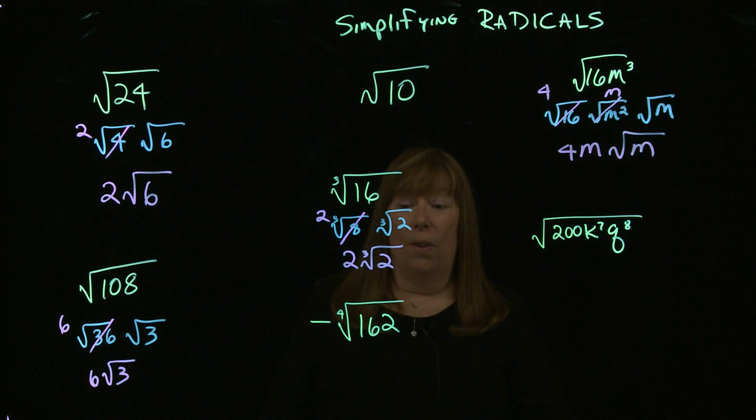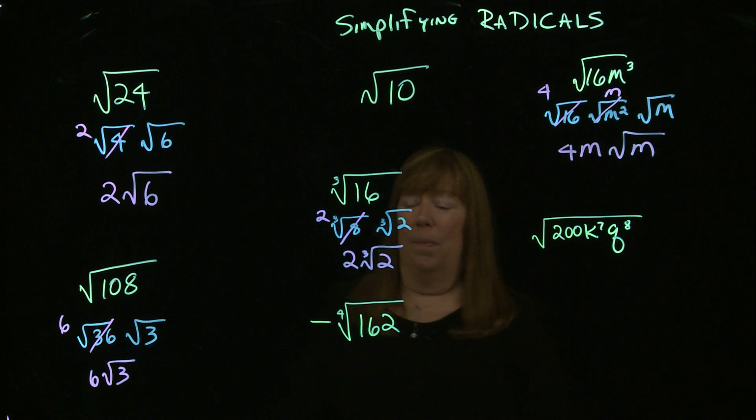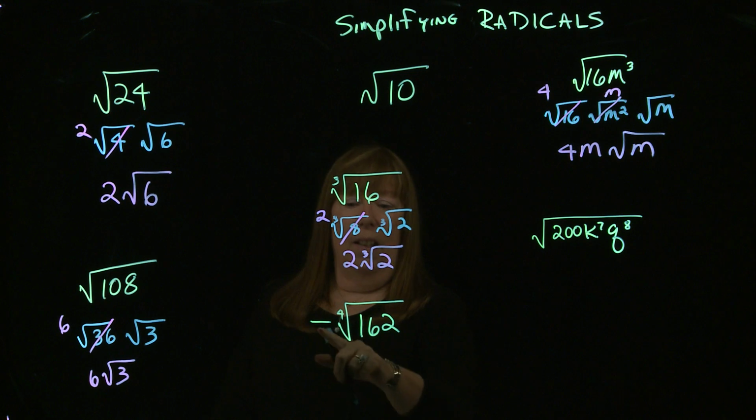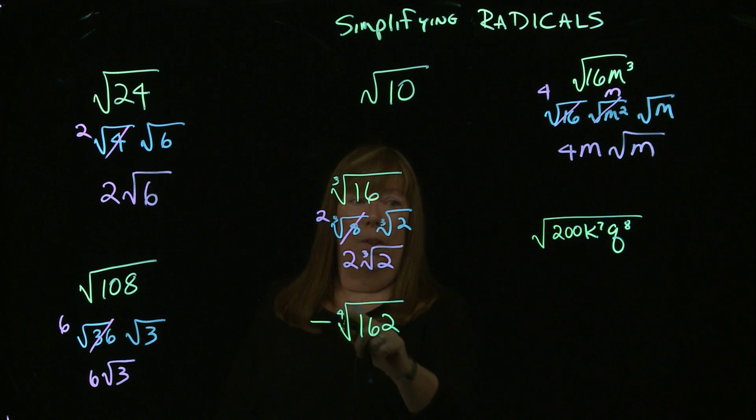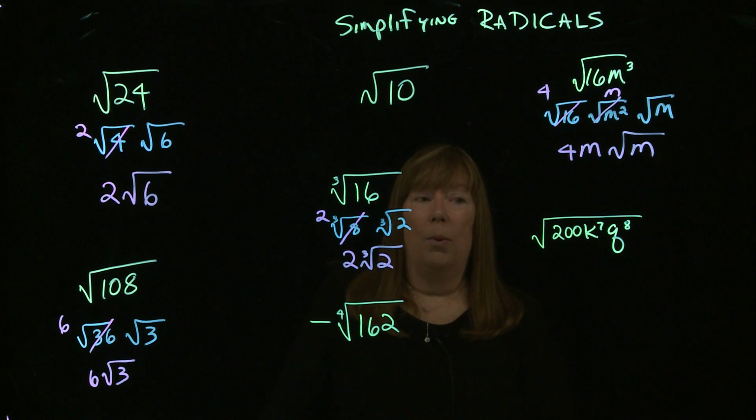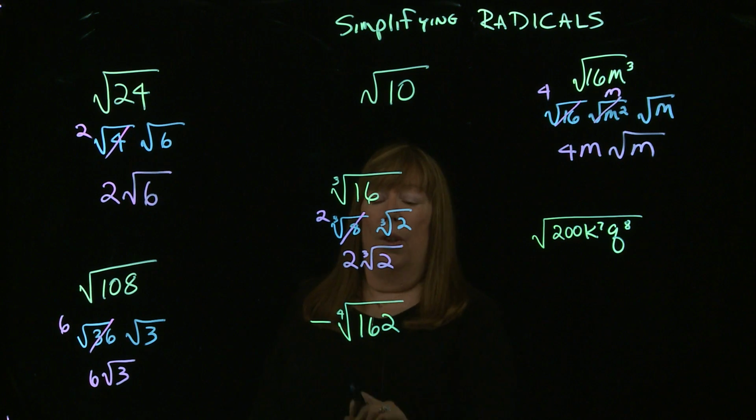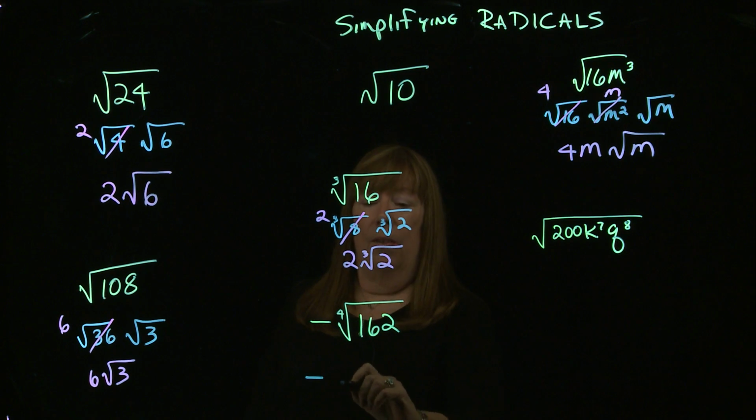Ready to try a fourth? Here's a fourth for us. Negative on the outside, good. It has to be because this is positive. Remember, it's not a real number if the negative was on the inside. So we're going to keep the negative.